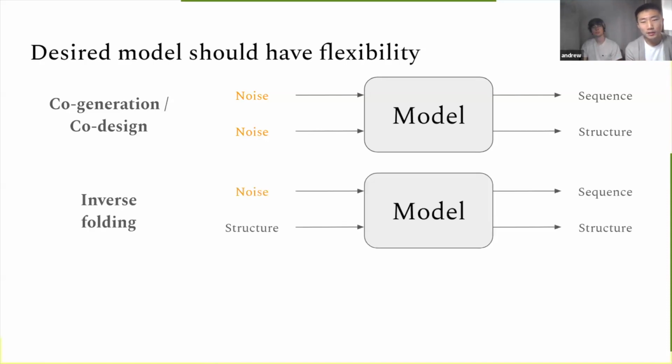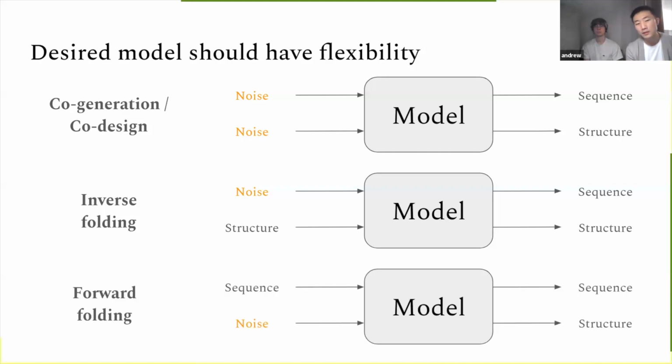Then there's another paradigm where you might have a structure that you already want, and you want to do something called inverse folding, where you want to generate a sequence that will fold into that structure. Here you give the model the structure that you want and that stays fixed throughout. But for the sequence part, you give it noise, and the noise gets iteratively denoised until it becomes the sequence that you want at the end.